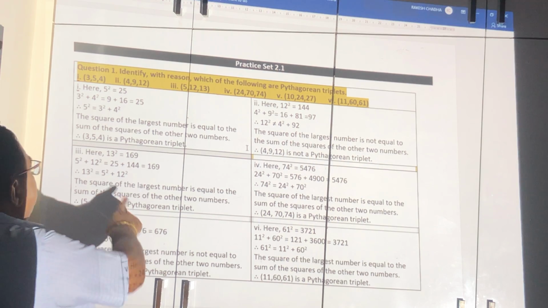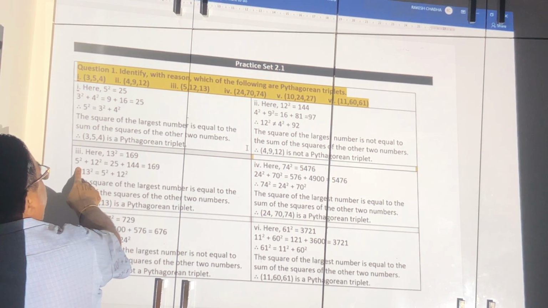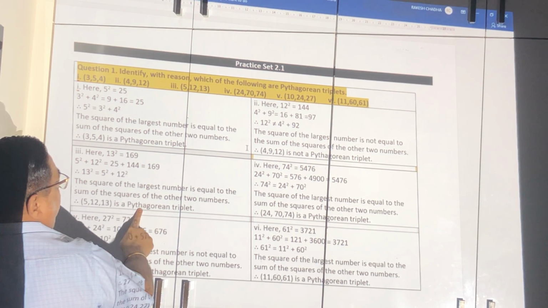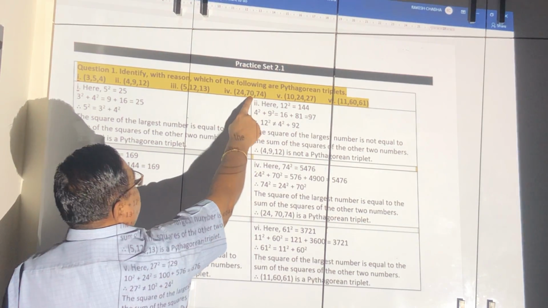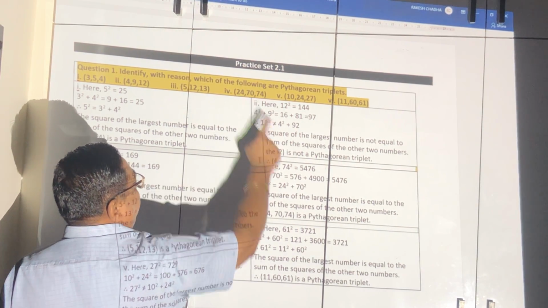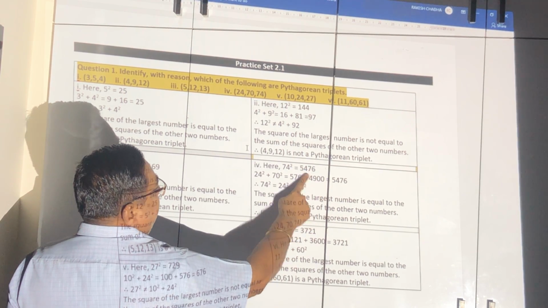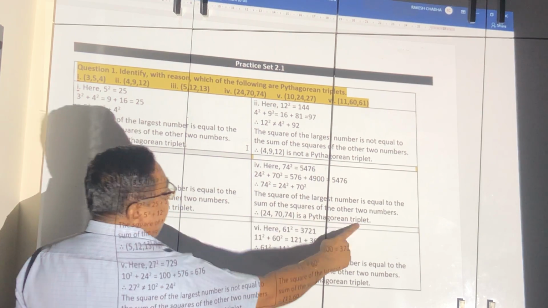Okay? Third sum. 5, 12, 13. Biggest is 13 first. Then 5 square, 12 square, 169. Equal. Therefore, triplet. See the fourth sum. 20, 70, 24, 70, 74. Biggest is 74. Then square the other 2. Add. We will get equal. It is a triplet.